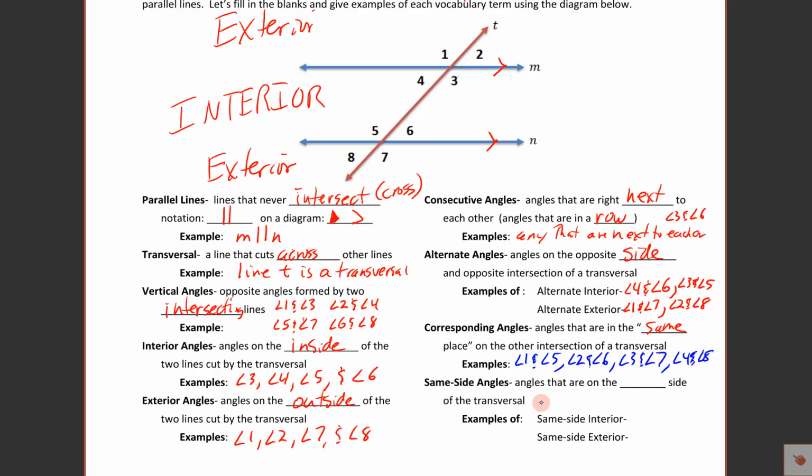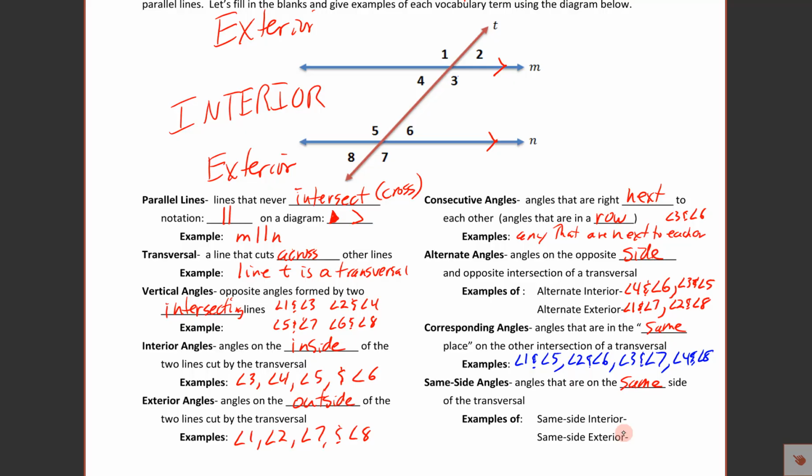Okay? Now, the last thing that we want to talk about is same side angles. Same side angles are angles that are on the same side of the transversal. Oh my gosh, it almost says it right there. Alternate angles were a little more difficult, but same side of the transversal, so they have to be on the same side. So all 4 of these are on the same side, and all 4 of these are on the same side. But we want to categorize these.